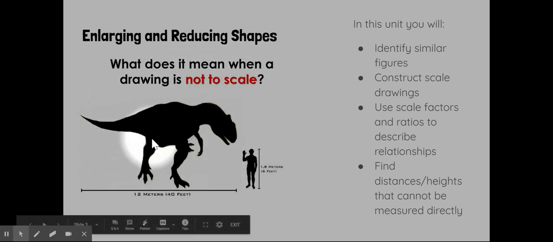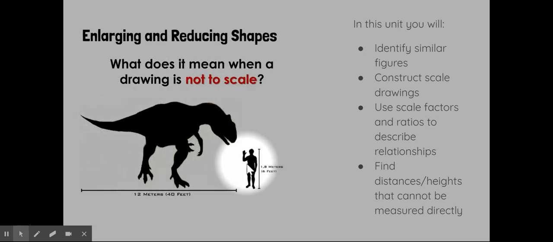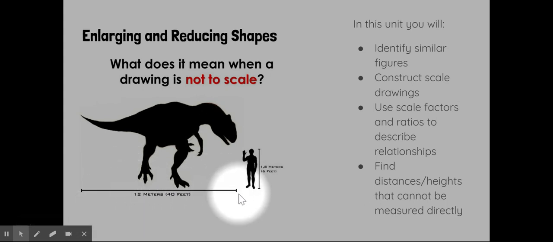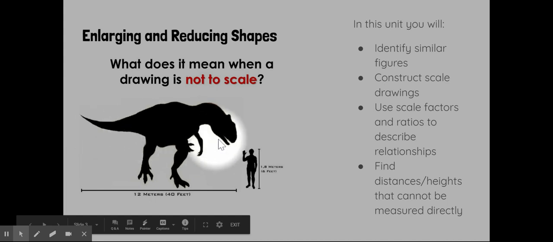What does it mean when a drawing is not to scale? It says that this human being is 1.8 meters or 6 feet, and that the width here is 40 feet. And so when we think about the scale of a drawing, we want to think that obviously these were shrunken, but the proportions of the human's head and the arms and the legs were all taken into consideration. The same is true for this dinosaur, right? The proportions are going to be the same in terms of the length from the tail to its head and so forth.